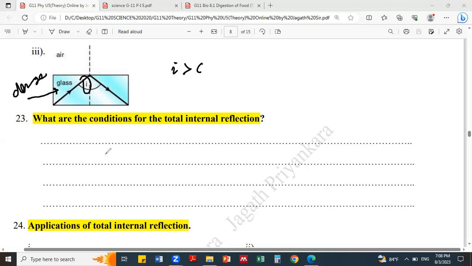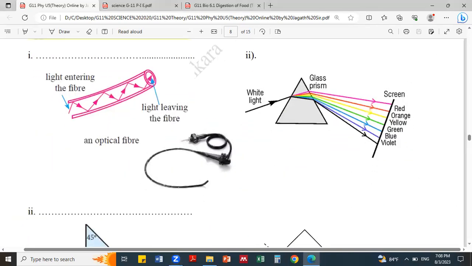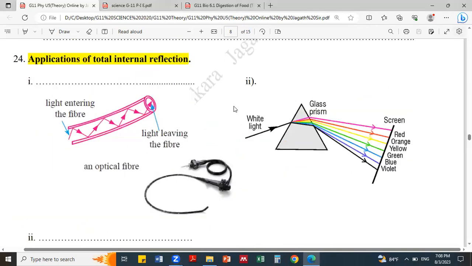That is the second requirement. If you want, you can copy down using your own words: total internal reflection occurs only in the denser medium, not in the rare medium. It's easy to remember, because sometimes they can give questions in different ways. So that's where I stopped last week, and let's see the applications of total internal reflection.